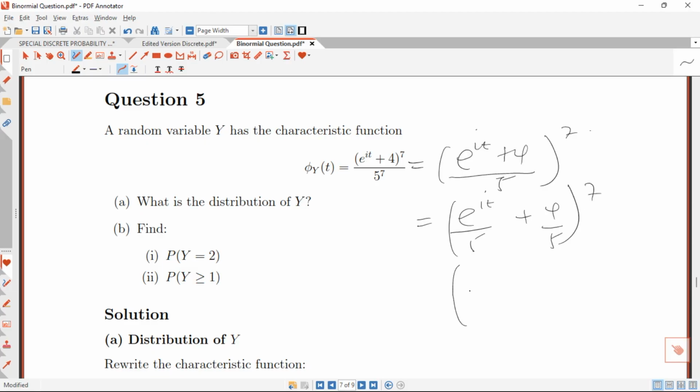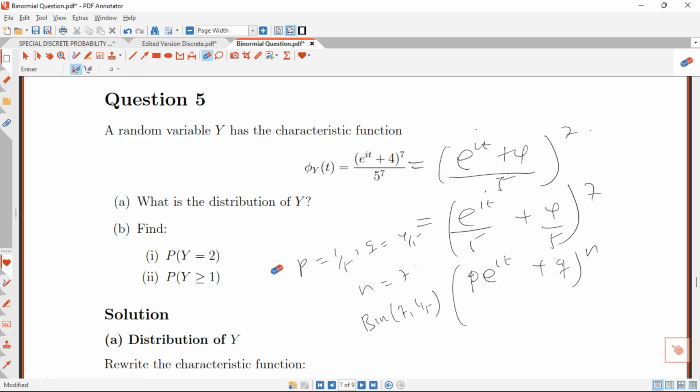And this we can compare to (p e raised to the power it plus q) raised to the power n. And we can see clearly that our p is equal to 1 over 5, our q is equal to 4 over 5, and our n is equal to 7. So here, this is the moment generating function for a binomial distribution. So we are going to get our n to be 7 and our probability of success to be 1/5. That is the description for that.